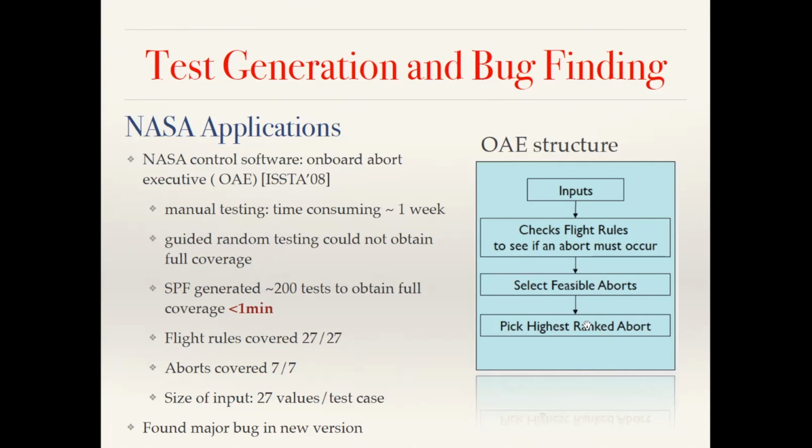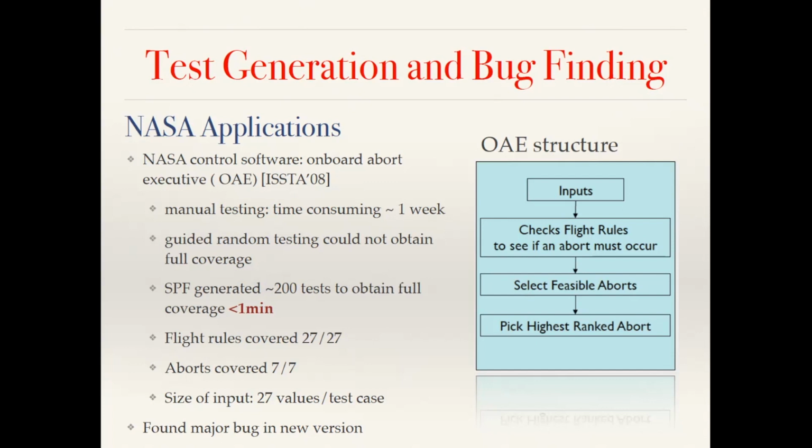So this is a complicated piece of software in the sense that it has many flight rules, and also the logic for picking the highest ranked abort is complicated, but on the other hand it's not very large. It doesn't have super complicated data structures. It doesn't have concurrency, so it's quite easy for symbolic execution. And so basically we analyzed this code to generate tests to obtain full coverage of the code.